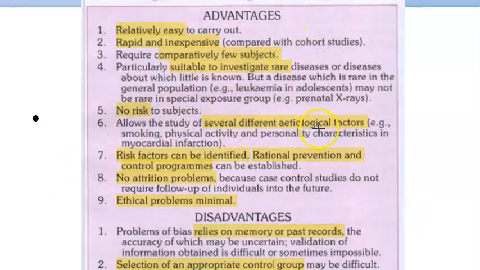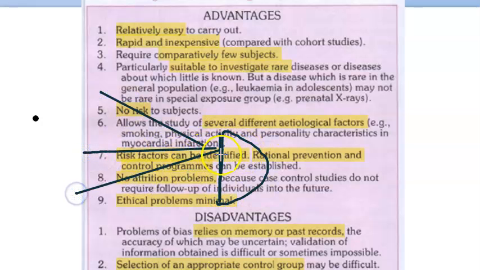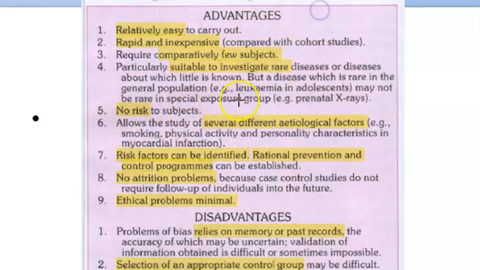Allows to study several different etiological factors. So now the disease has occurred. You can check, did you smoke, did you drink alcohol, did you have X-ray exposure, did you have this. So you can possibly get different etiological factors for the same disease. Risk factors can be identified.